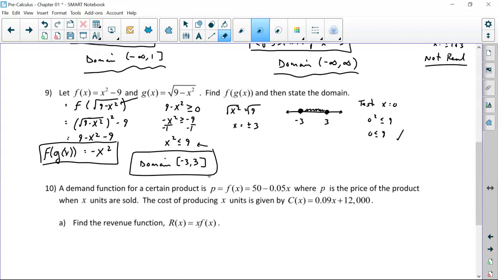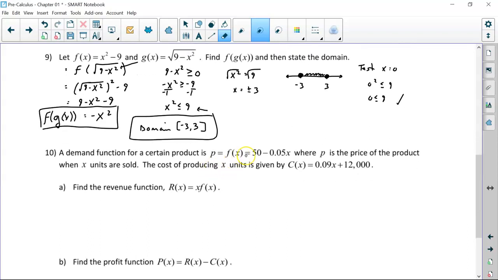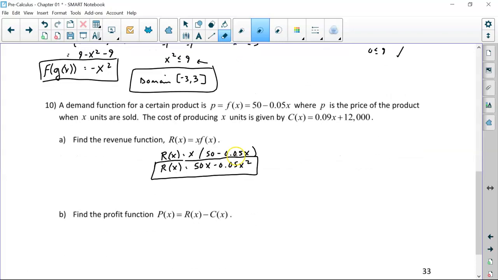And finally, the revenue function for this problem, r of x is x times f of x. So f of x is 50 minus 0.05x. So r of x is going to be x times 50 minus 0.05x. So r of x is going to be, when we distribute, 50x minus 0.05x squared. There's our revenue function.